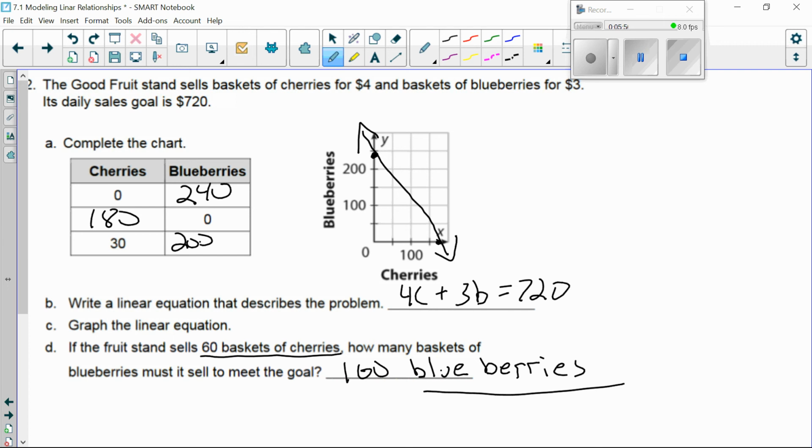So that's how you take the word problem, write the linear equation in standard form, and draw your line for your graph, and you can answer any of the following questions.